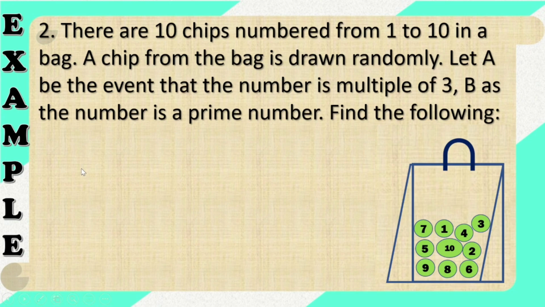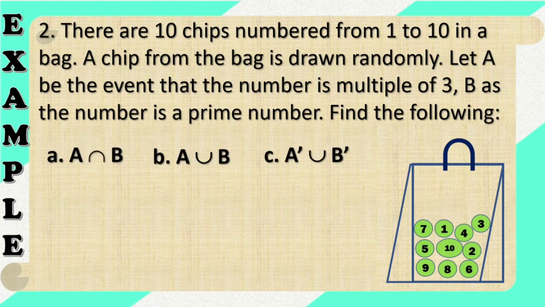Example number 2. There are 10 chips numbered from 1 to 10 in a bag. A chip from the bag is drawn randomly. Let A be the event that the number is a multiple of 3, and B the event that the number is a prime number. Find the following. For letter A, A intersection B. Letter B, A union B. And letter C, A complement union B complement.